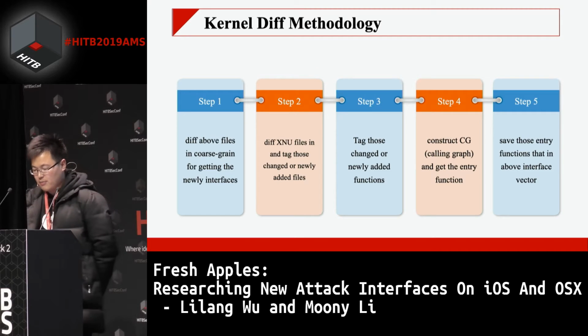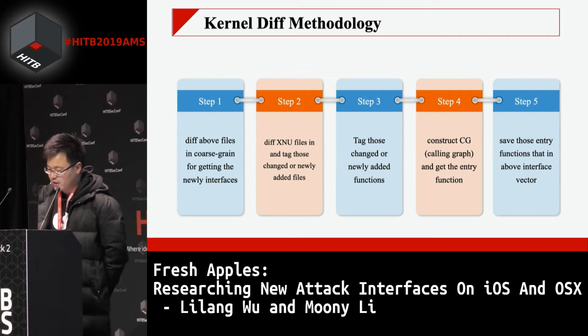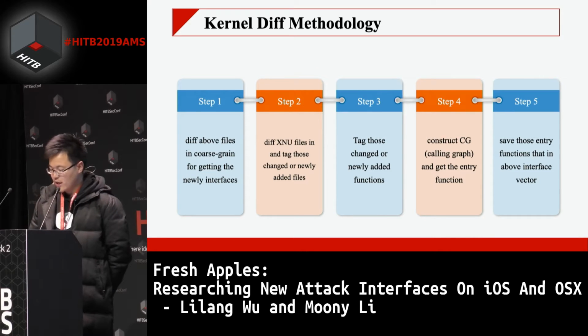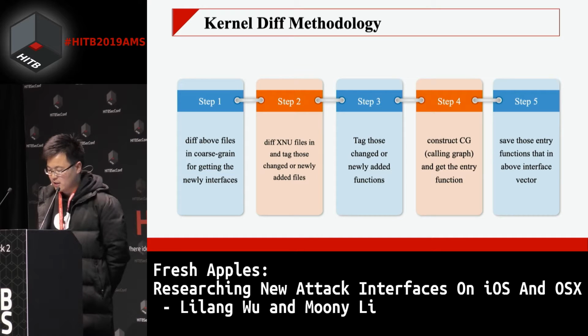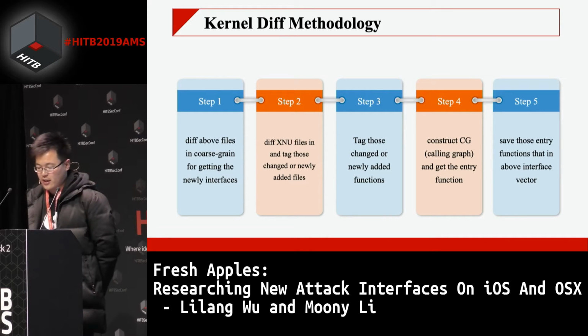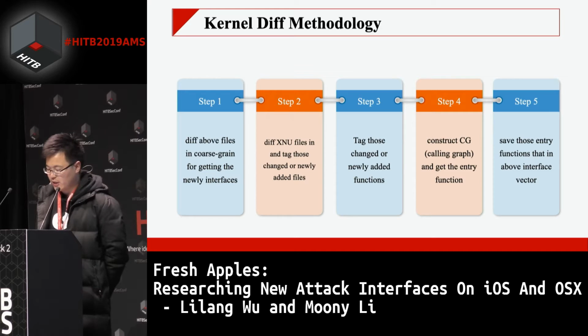Thirdly, make statistics for changed or newly added function names within those files. Fourthly, construct the calling sequence for the changed functions and get their entry functions. Finally, check whether these entry functions exist in the interface vector, and save the code graphs if yes, which are the newly attacked services in the kernel we should pay attention to.